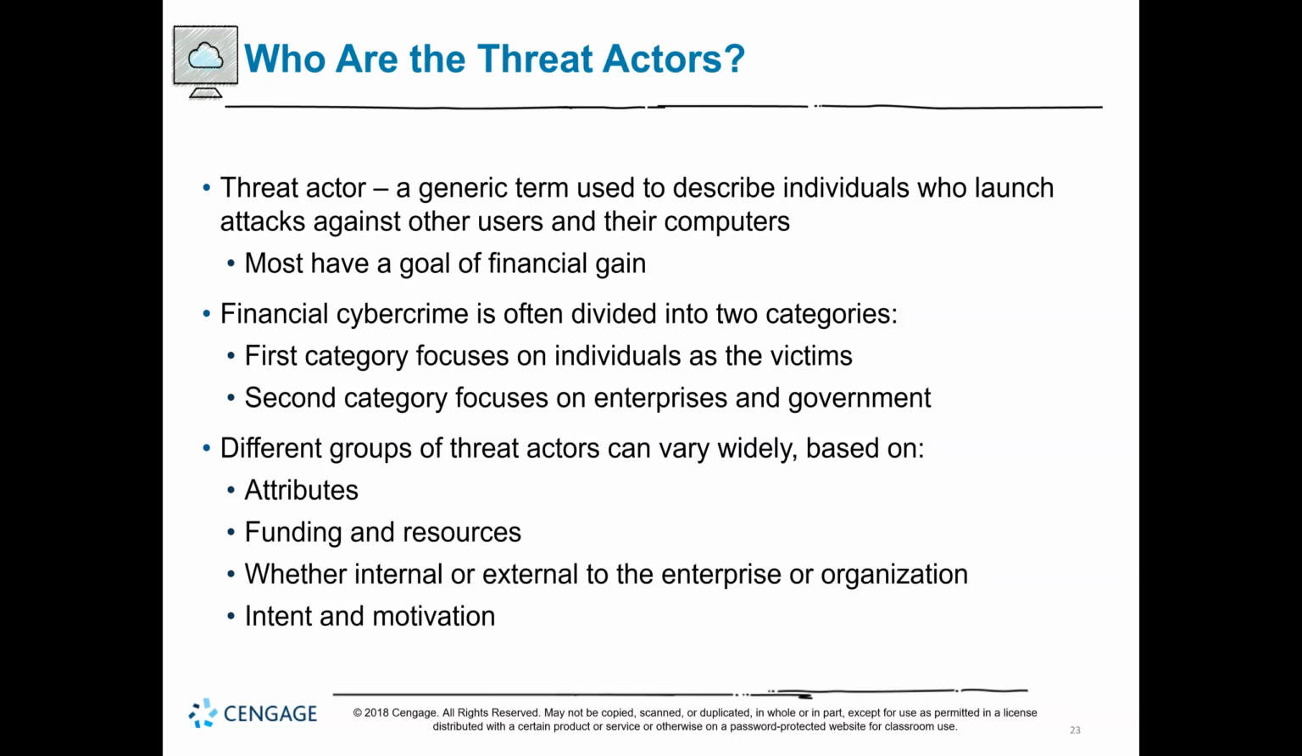So, who are these people that are attacking us? We have to think about what the goal of these people or groups are. Why are they doing it? So, financial cybercrime, they're wanting to get money, typically. Typically they're broken into two broad categories: people that go after individuals and those that go after larger groups of businesses, government, those kinds of things.